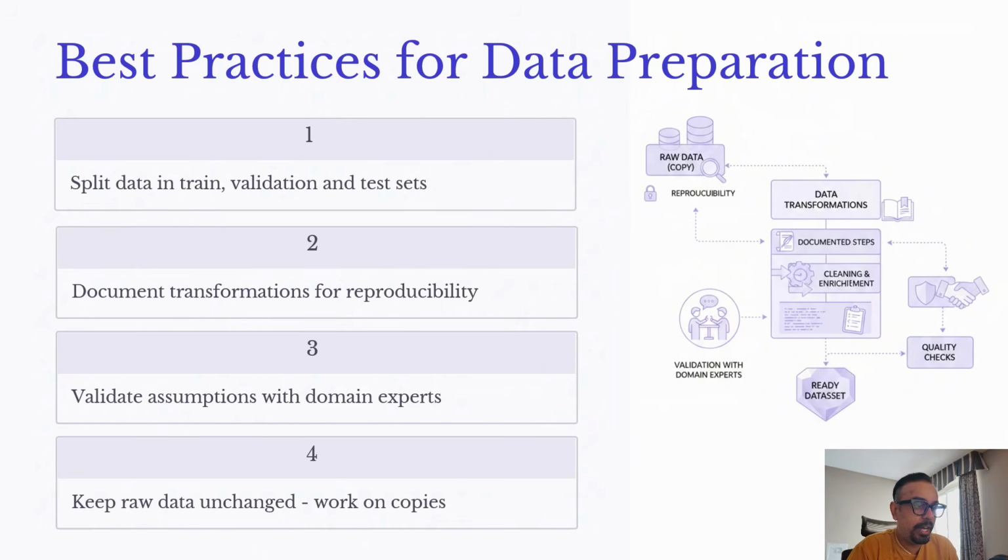Keep your raw data unchanged and always work on copies. Raw data is your source of truth. If you discover an error in your preparation pipeline, you can go back to the raw data and start fresh. If you overwrite your raw data with transformations, you lose the ability to try different approaches. So storage is cheap, losing your original data is expensive.